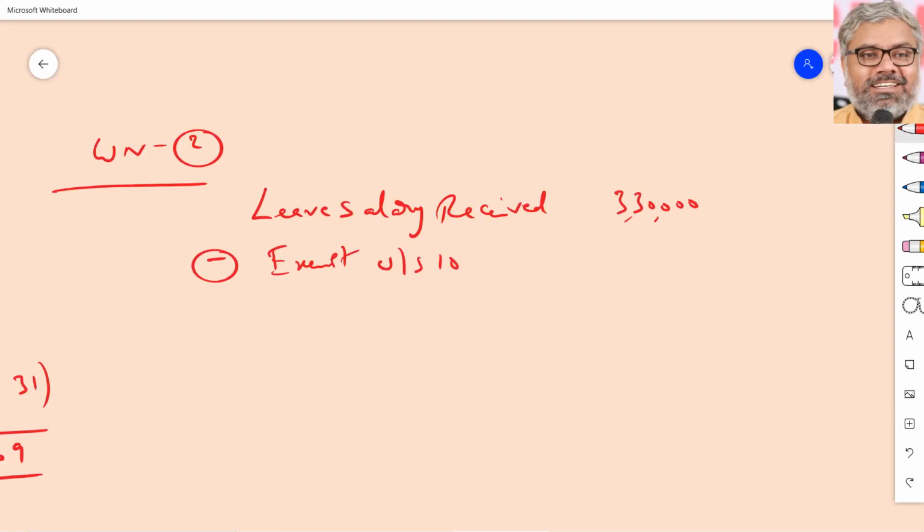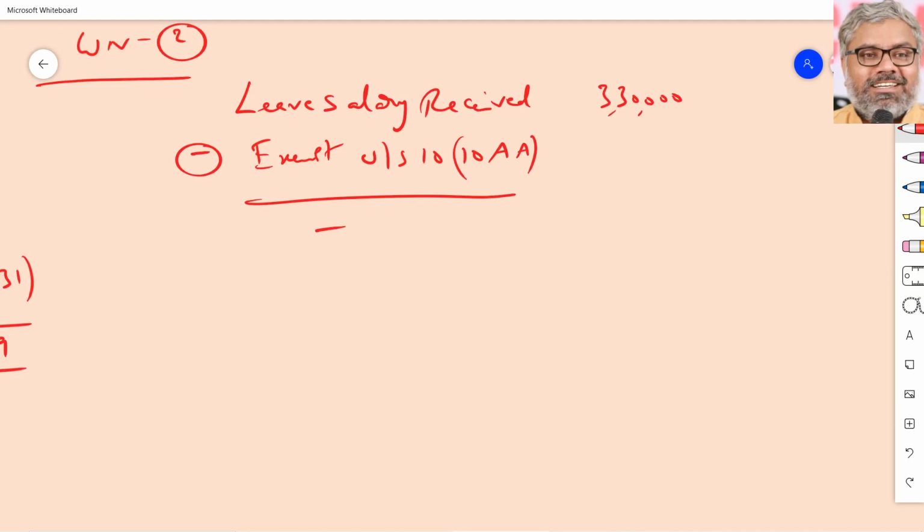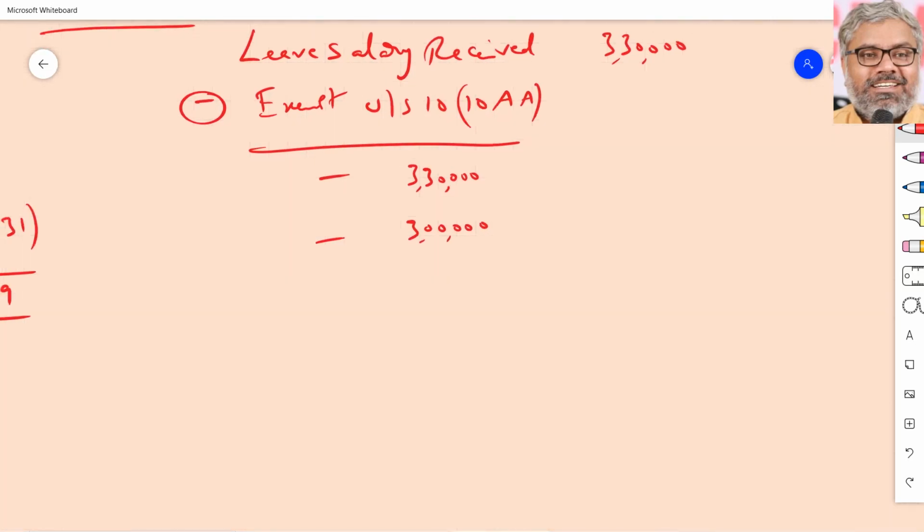Exempt under section 10(10AA). That you have to calculate. What are the things to be taken there? Once again, you have to write these descriptions in the exam. Actual leave salary received, that is 3,30,000. Statutory amount was only 3 lakhs. Third one, 10 months average salary.